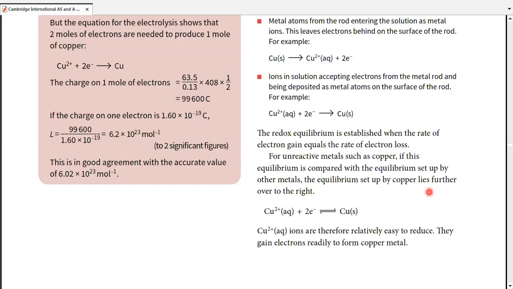It's okay. No problem. So, do we get these last two lines? Copper tends to stay in the form of solid copper. Copper ions are therefore relatively easy to reduce and they can gain electrons readily to form copper metal. So they tend to go towards their stable forms, and that's easier. When they are in their unstable forms, they will always tend to go to their stable form and the process would be easier. However, the opposite process would be somewhat difficult.